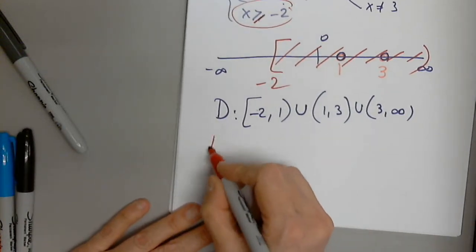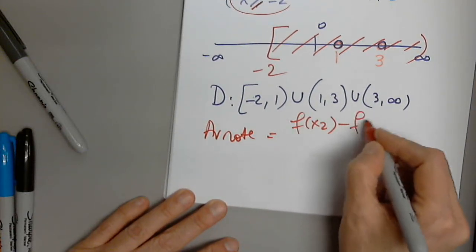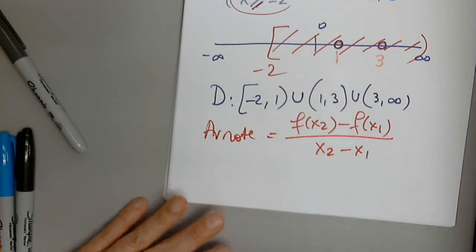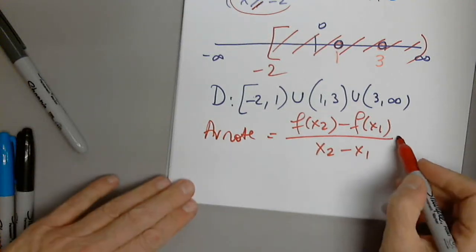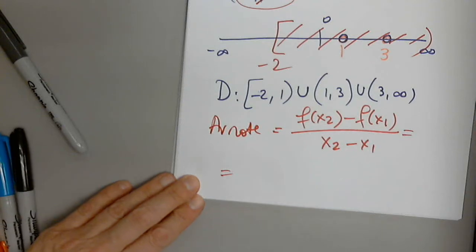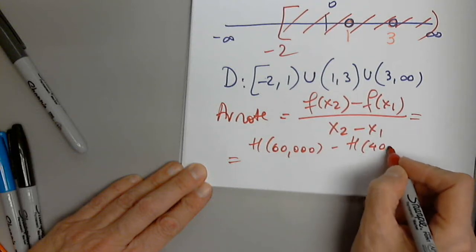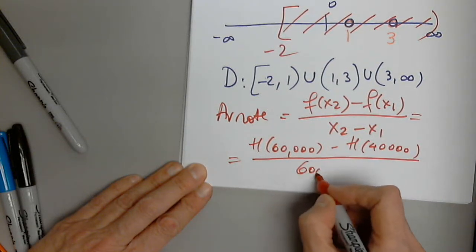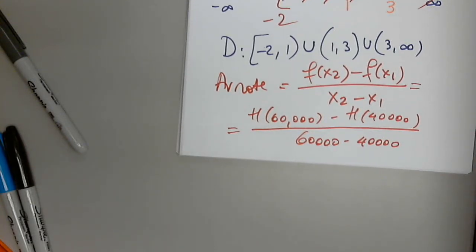Okay. So please remember, the average rate of change of a function is f of x2 minus f of x1 divided by x2 minus x1. We're given a function. All I have to do is plug them in. So I have h of w. So h of 60,000 minus h of 40,000 divided by 60,000 minus 40,000. I will not personally determine each and every one individually. I will put the whole thing in the graphing calculator and get one number. I'm not going to waste my time.